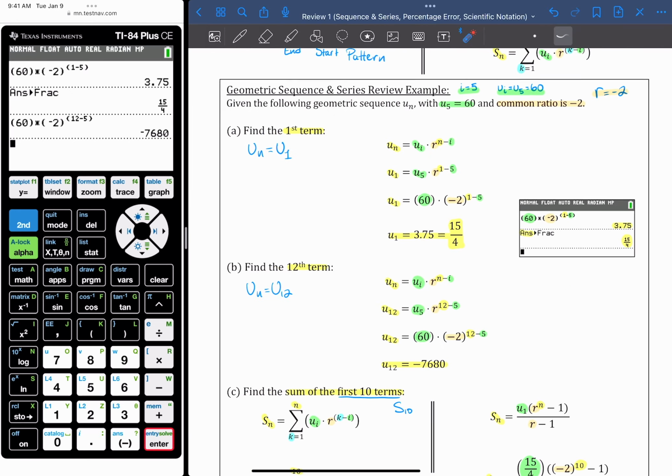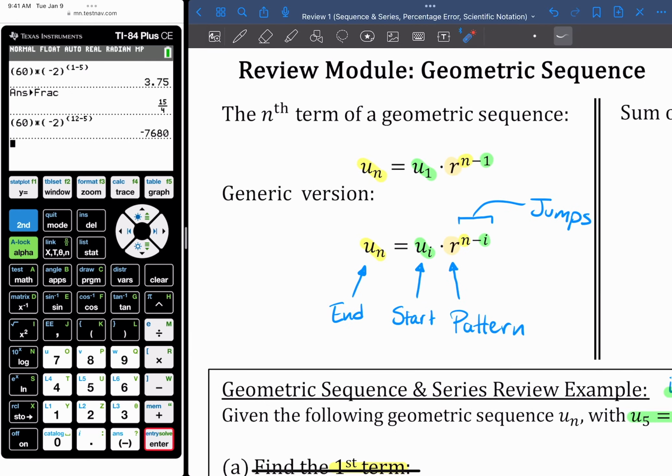Okay. So again, that's using these formulas right here. Again, I like the generic version the best, where I can start anywhere, any term they give me. Again, it's just replacing 1 with I.